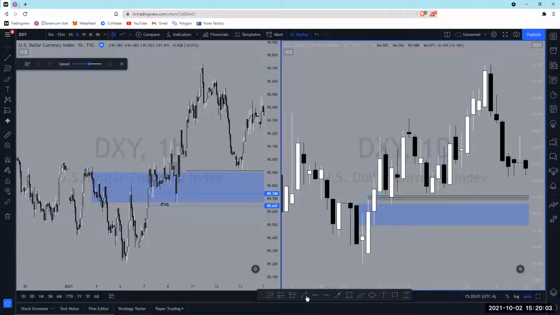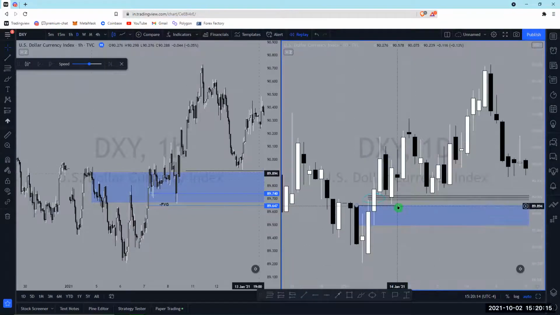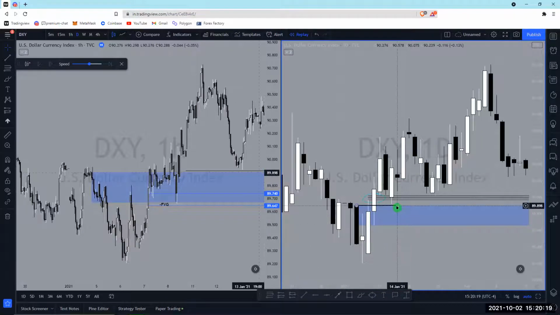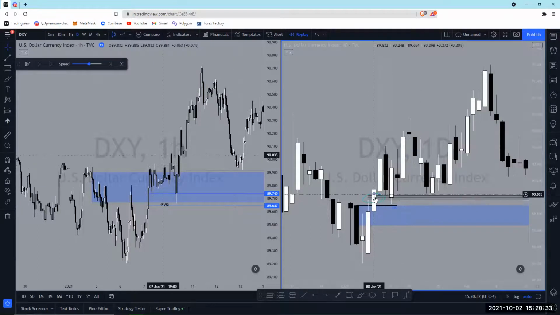So if we get a line right here and we extend that out, look what happened. We missed the order block. We missed it. It did not hit the order block. Why? Because the main reason we even came back down into this level was to fill in this imbalance.